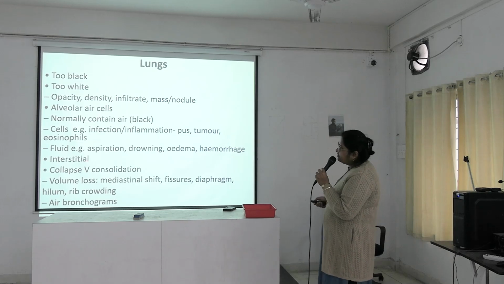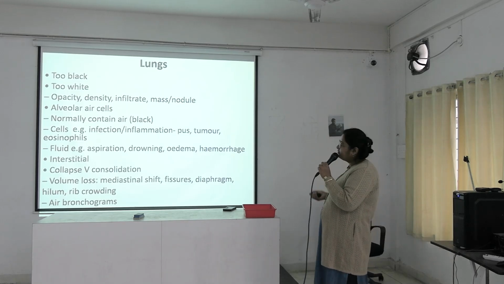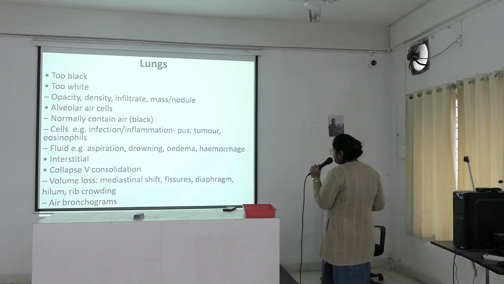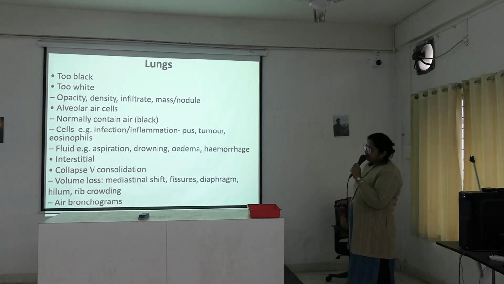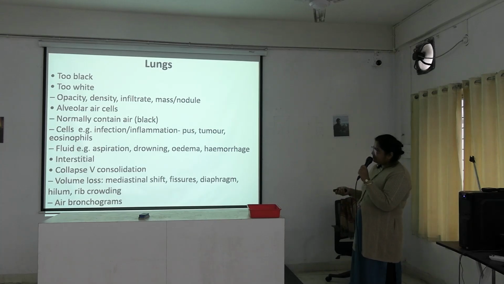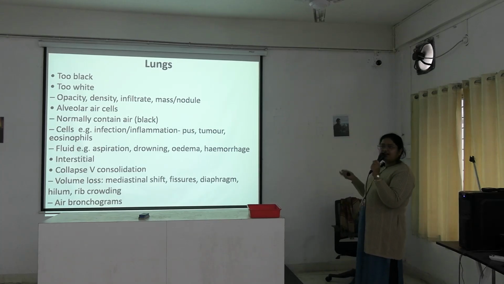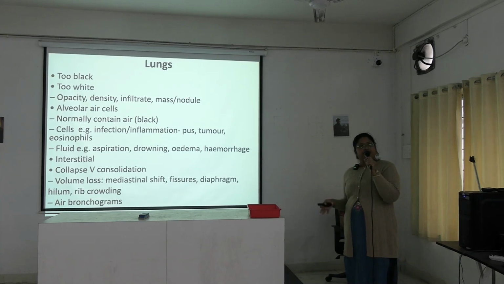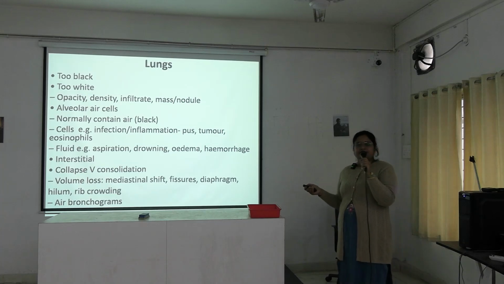Okay, and interstitial changes occur in some disease conditions, and you have to know the differentiation between collapse of lung and consolidation. Collapse will lead to lung volume loss. There will be mediastinal shifting, and fissures are shifted. Domes of the diaphragm can also change. And we have to note the hilum, and rib crowding occurs in collapse of lung or over distension of the lung in emphysema. Okay.